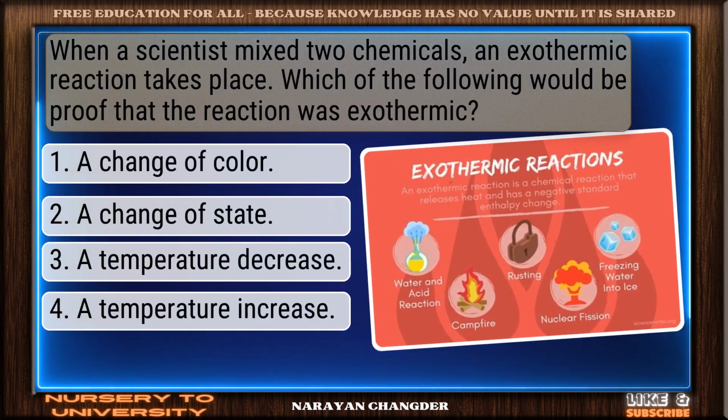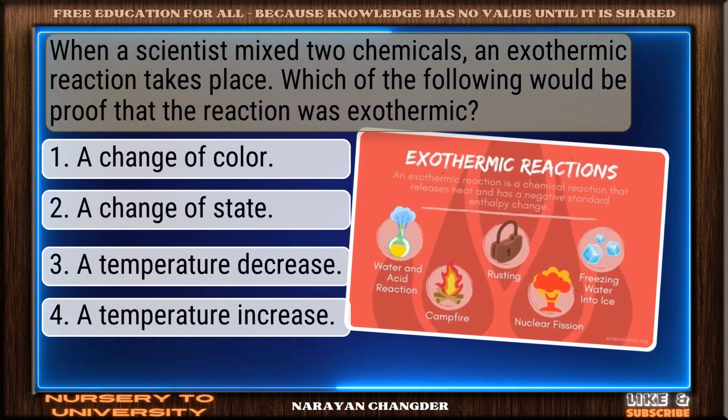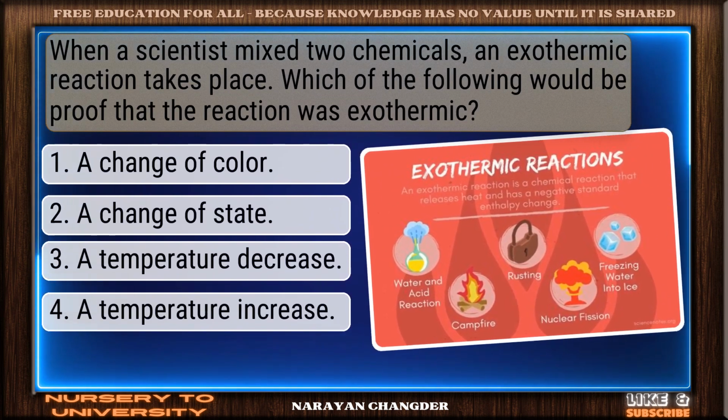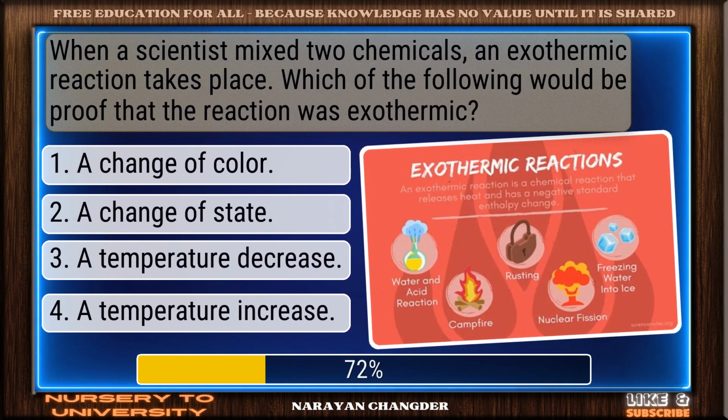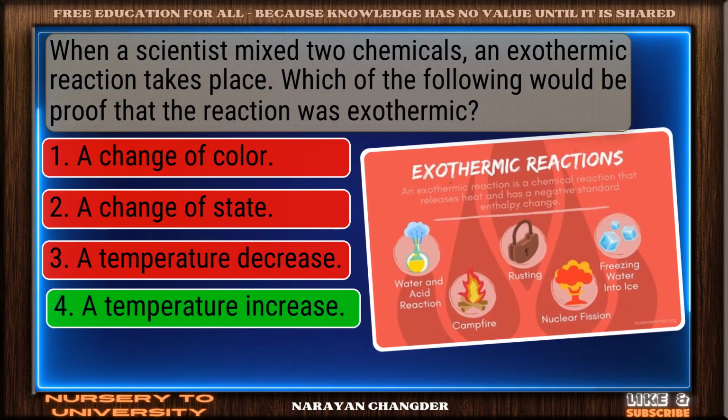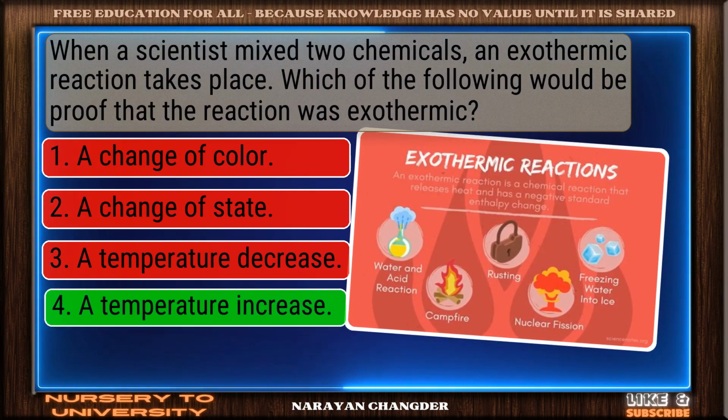When a scientist mixed 2 chemicals, an exothermic reaction takes place. Which of the following would be proof that the reaction was exothermic? Correct response. A temperature increase is accurate.